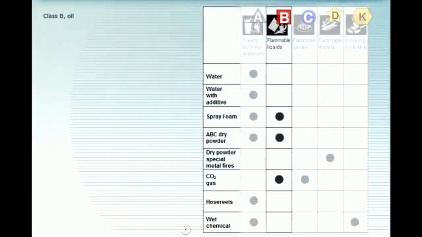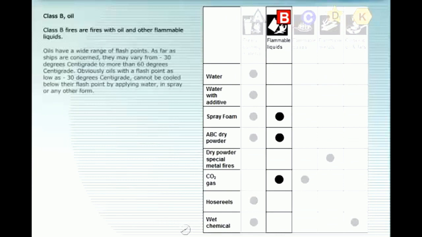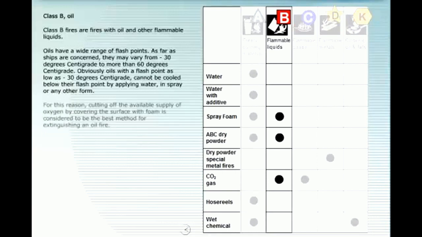Class B fires are fires with oil and other flammable liquids. Oils have a wide range of flash points. As far as ships are concerned, they may vary from -30 degrees centigrade to more than 60 degrees centigrade. Obviously, oils with a flash point as low as -30 degrees centigrade cannot be cooled below their flash point by applying water, in spray or any other form. For this reason, cutting off the available supply of oxygen by covering the surface with foam is considered to be the best method for extinguishing an oil fire.